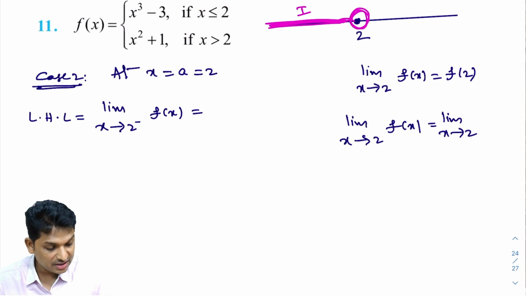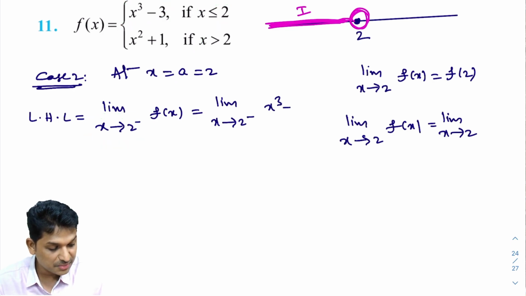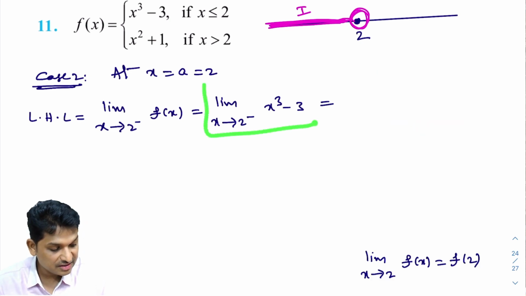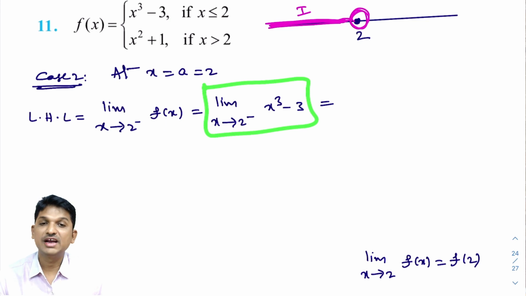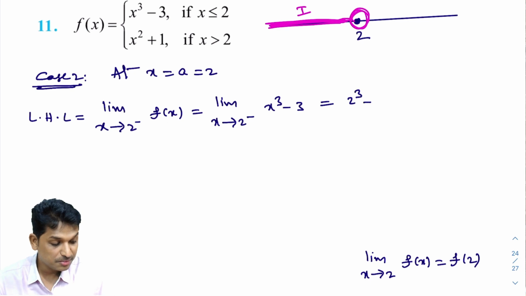So what I will do here, limit x approaches to 2 from left. Which function to choose? Here x approaches to 2 from left means all x values are less than 2. So I will choose this function. So the function is x cube minus 3. Okay. Now I need to calculate this one. Limit of this. How to calculate limit of this? We will try by direct method. What is direct method? In this function, wherever x is there, there you write 2. So what you will get? You will get that 2 cube minus 3.